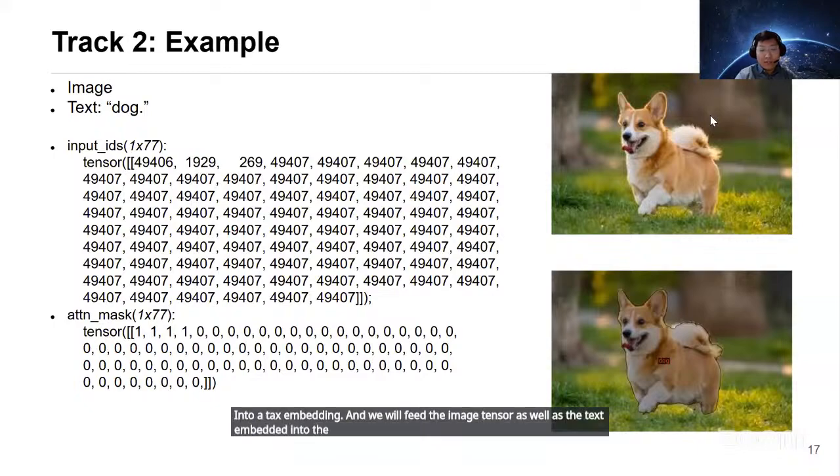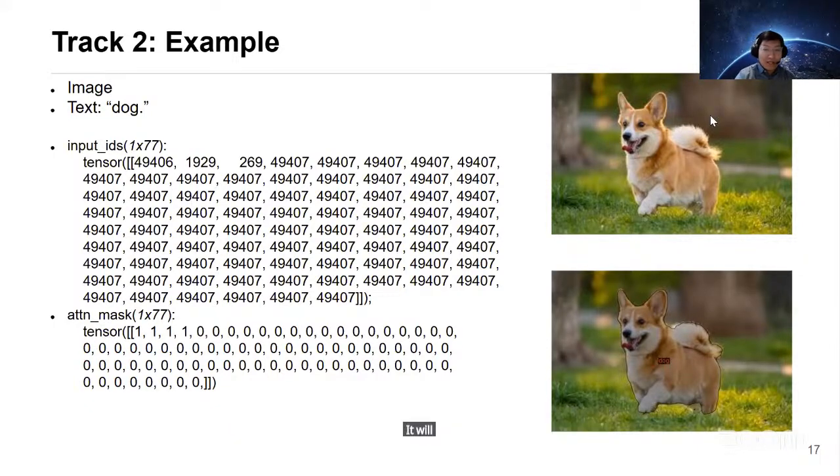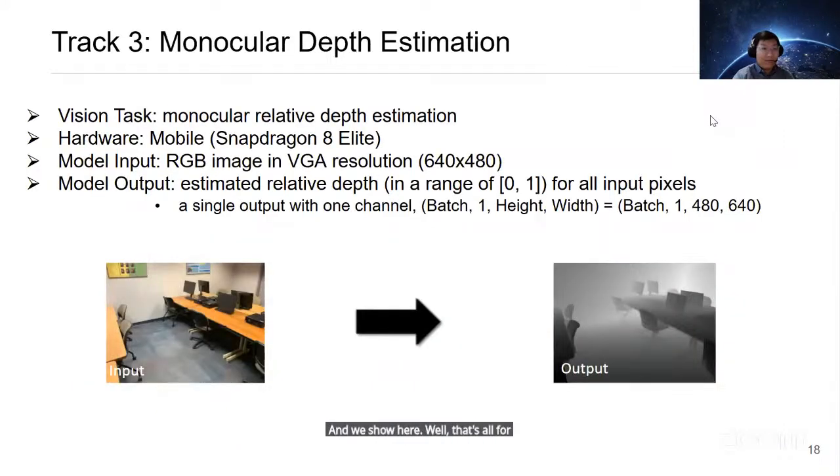And the output is on the bottom right. It will be a binary mask indicating the referred object, which is the dog we provided, and we show here. Well, that's all for track 2.